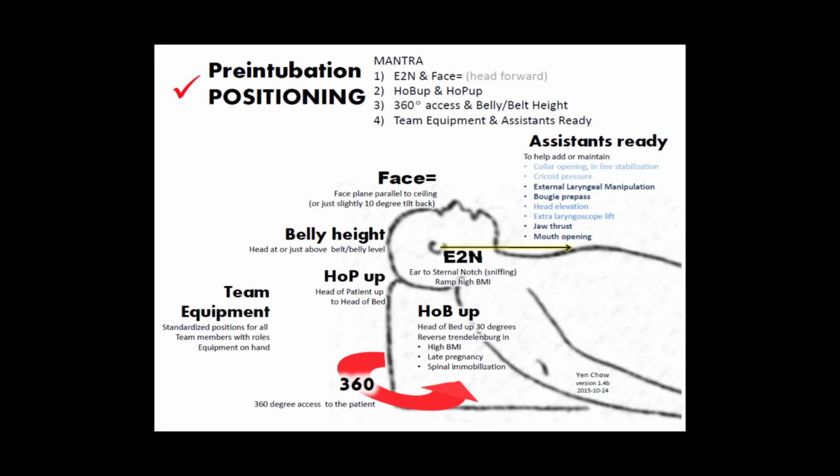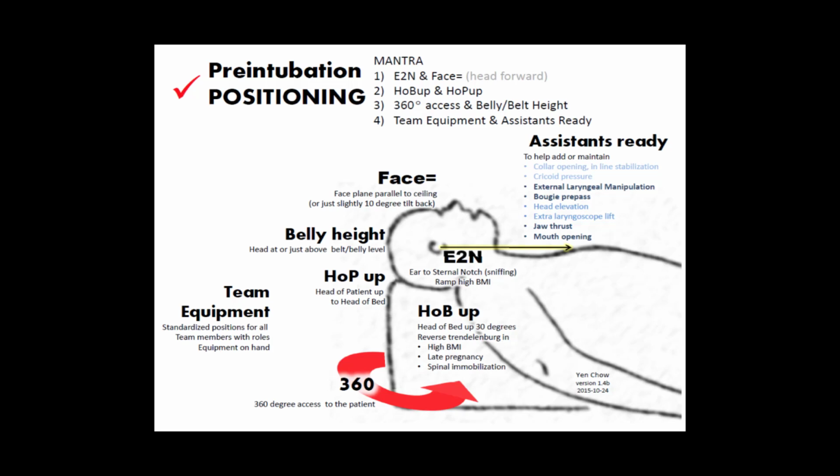The next is a simple thing that's often not done, which is bringing the head of the patient up to the head of the bed. It just makes performing laryngoscopy easier. There's less reaching. Ergonomically, it makes much more sense. You want to make sure that your team has 360-degree access to the belly and the patient. This helps with accessing your different tools and equipment needed to perform this procedure. And you want to raise the patient up, so about your belly button or belt height, which will make laryngoscopy easier to perform. And then finally, you want to make sure your equipment and your assistants are ready to perform laryngoscopy.